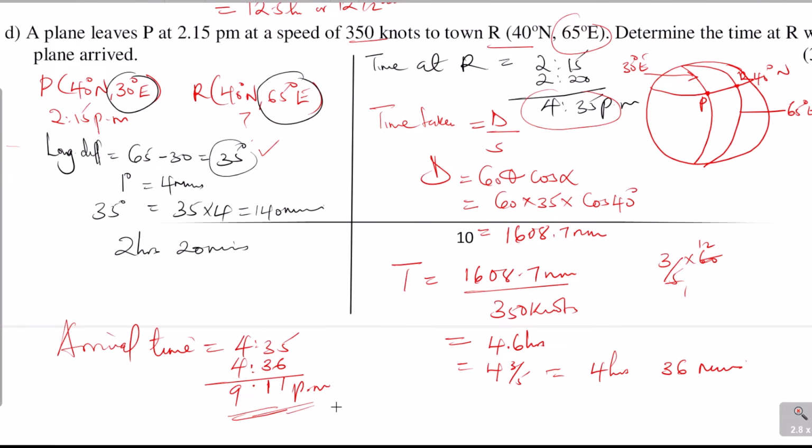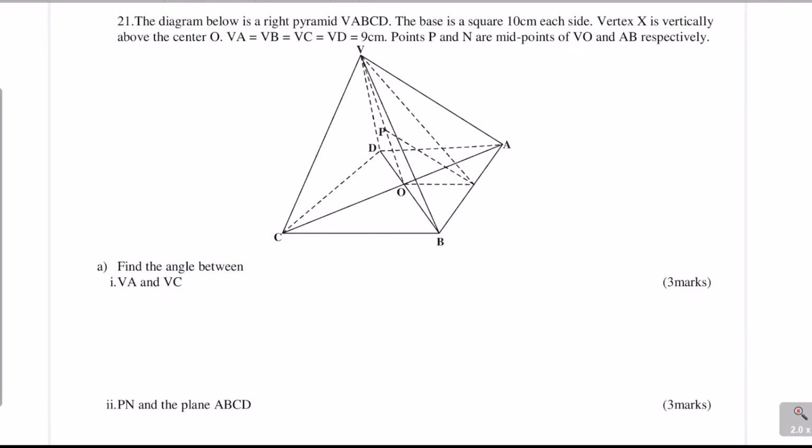9:11 p.m. Question 21. The diagram below is a right pyramid VABCD. The base is a square of 10 centimeters each side. Vertex V is vertically above the center O. VA equals VB equals VC equals VD equals 9 centimeters. So all the slant heights are equal. It is a right pyramid. That is what it means.